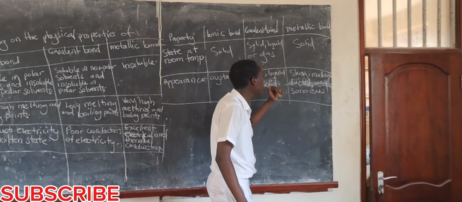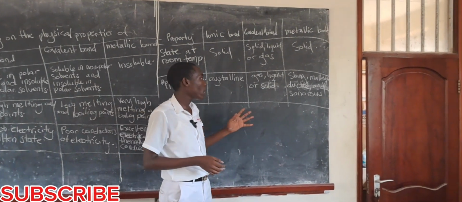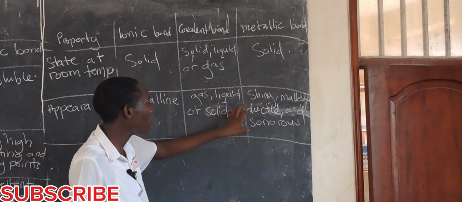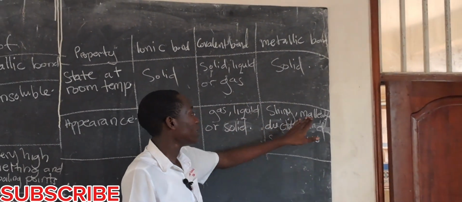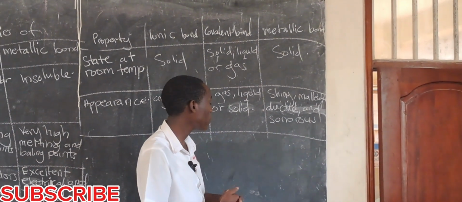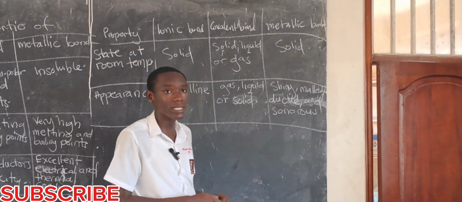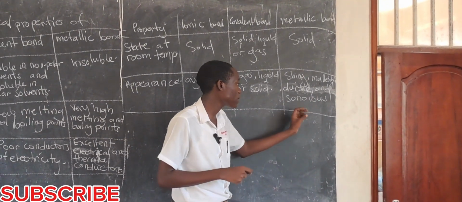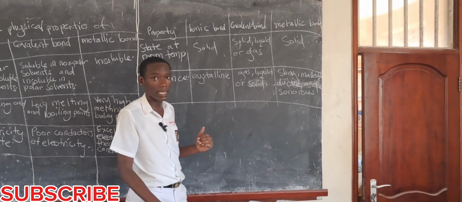Then metallic bonds, how do they appear? Substances from metallic bonds are mostly shiny. They are malleable. It means they can be hammered to form other shapes without breaking. They are ductile. It means they can be shaped into thin wires, and they are sonorous. It means they can produce sound when hit.